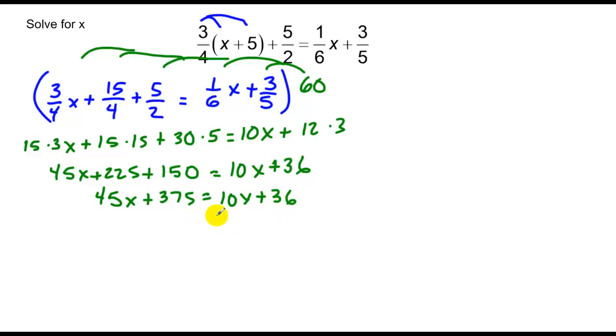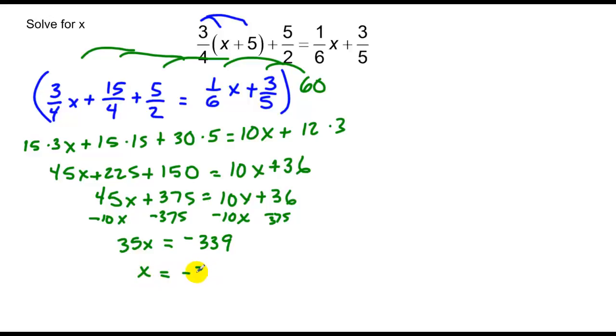Going to subtract 10x from both sides. And I'm going to subtract 375 from both sides. 45 minus 10 gives me 35x. And on this side I get negative 339. Divide both sides by 35 and x equals negative 339 over 35.